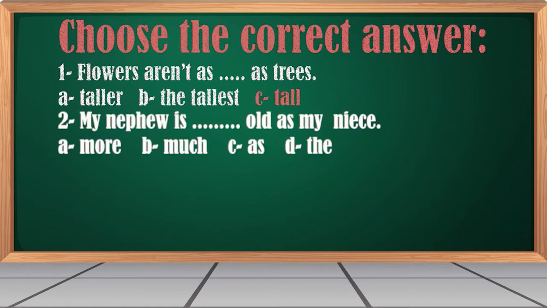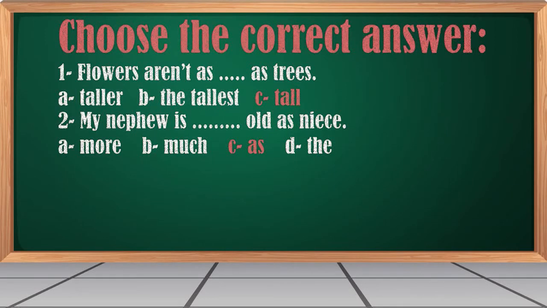Exercise number 2. My nephew is (A) much as, (B) more, (C) as old as my niece. So we said as, adjective, as. So what's the correct answer? The correct answer is C, as. My nephew is as old as my niece.